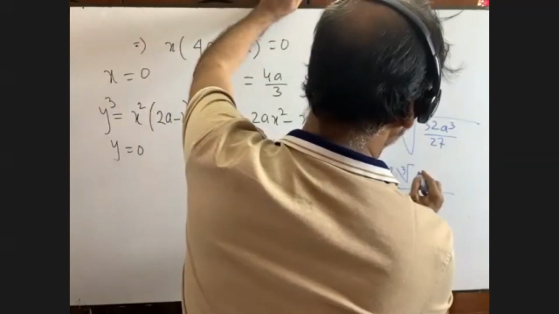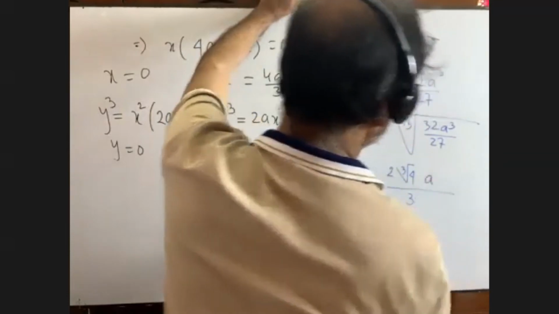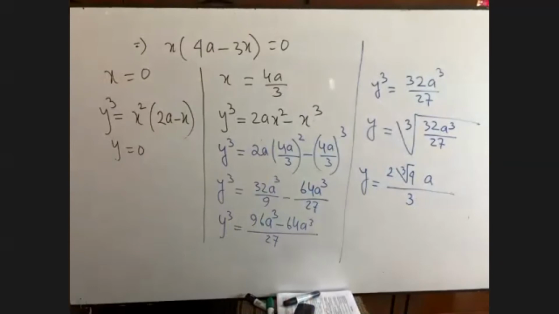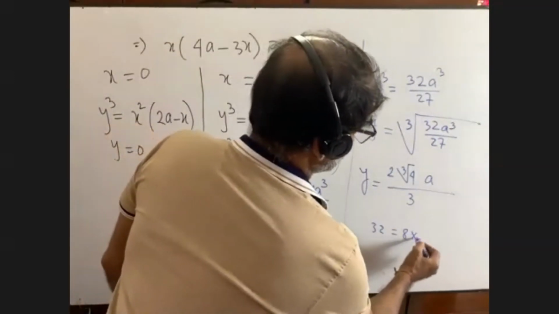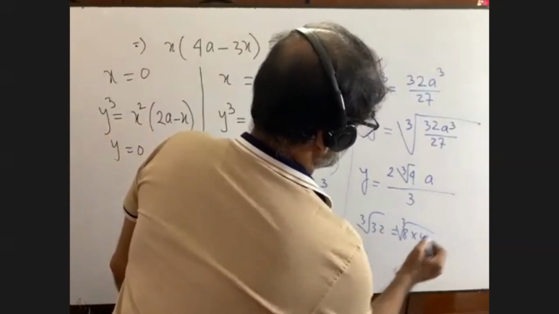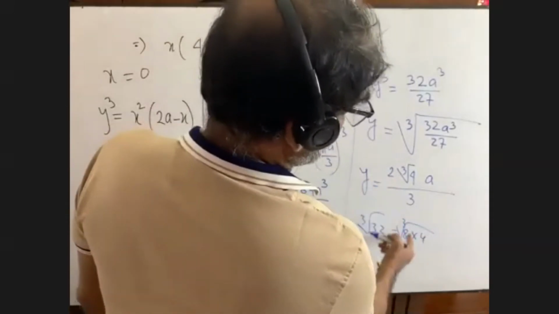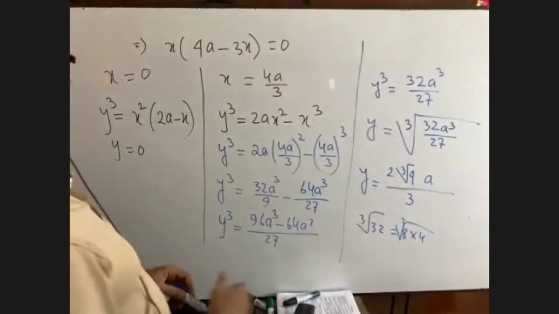4 into a. I think you have got it. 32 means 8 into 4. So its root cube is root cube of 8 into root cube of 4. Root cube of 8 is 2 and it is root cube 4. Okay, so actually we are done.